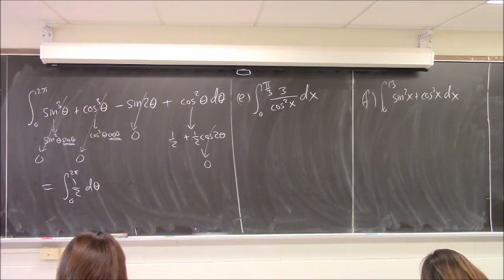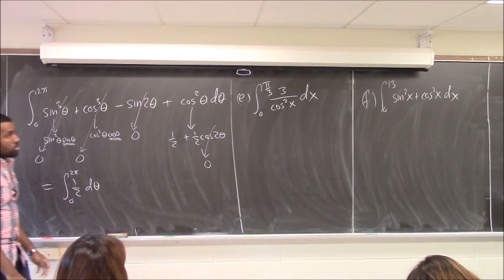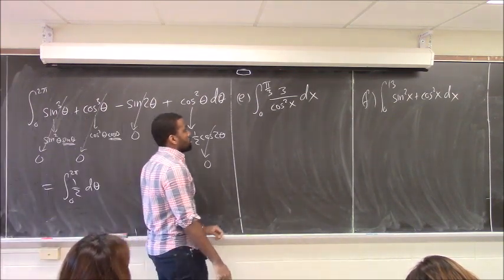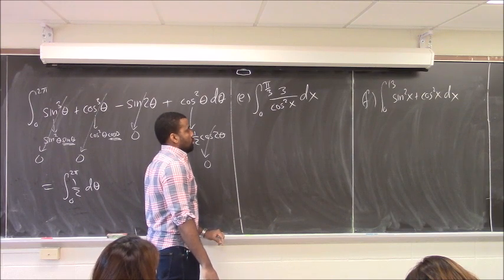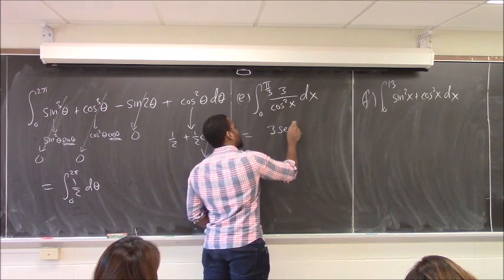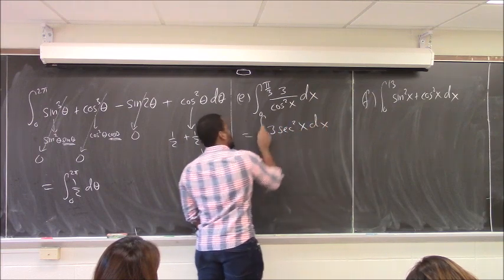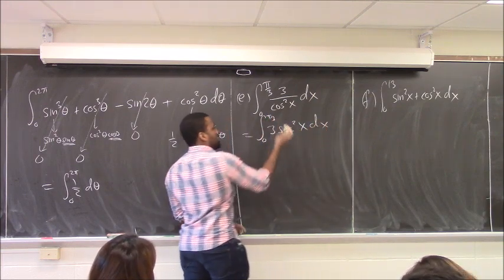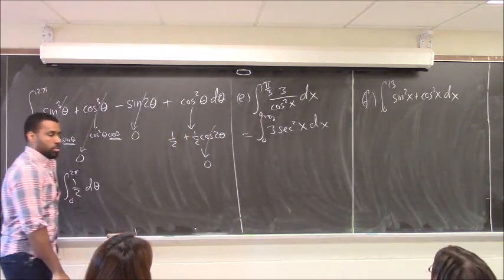Yeah? You could pull out a 3 and 5, it's a constant, and you have 1 over cosine squared x, you can treat it as secant squared x. Right. Or we can just do that right away. This is just 3 secant squared x dx. Okay? So you'd simplify it, you'd rewrite it into something more familiar.